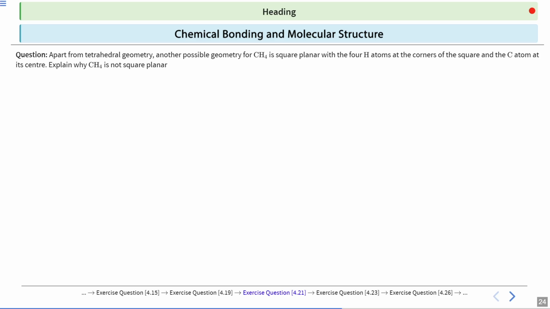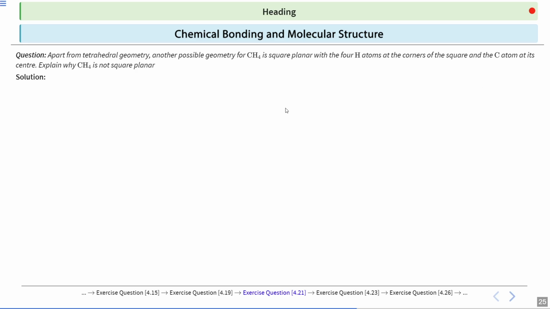The question says that apart from tetrahedral geometry, another possible geometry for the methane molecule CH4 is square planar with the 4 hydrogen atoms at the corners of the square. Now you have to explain why CH4 is not square planar. There are 2 reasons behind it. I will tell you the most dominant one first, then at last I will tell you why the other shape is not possible. So there is one more reason. Let us try to understand it.